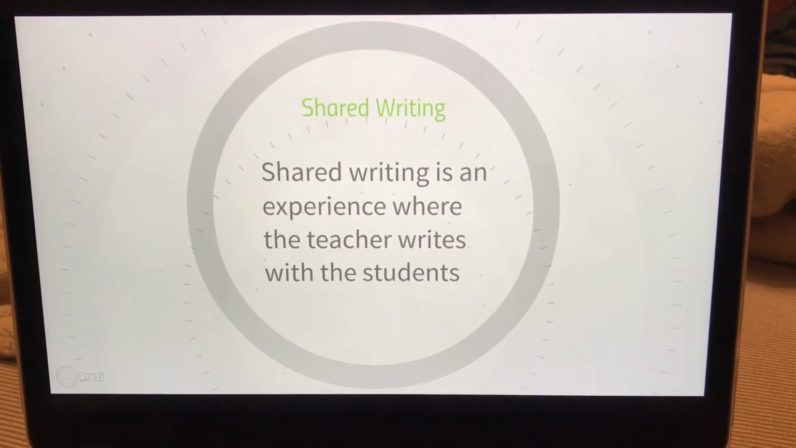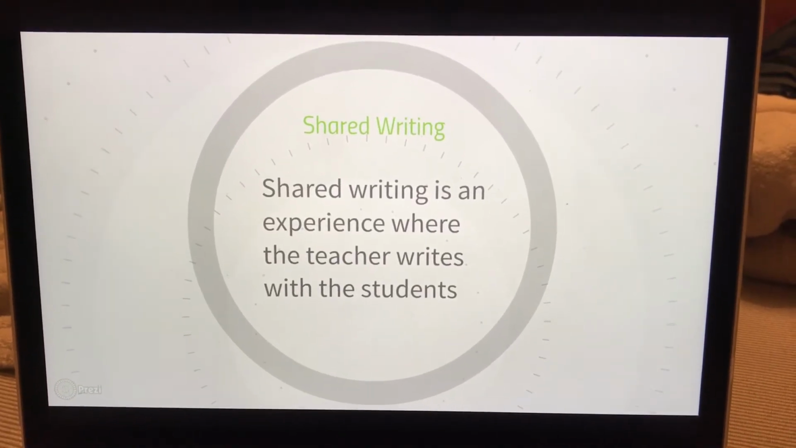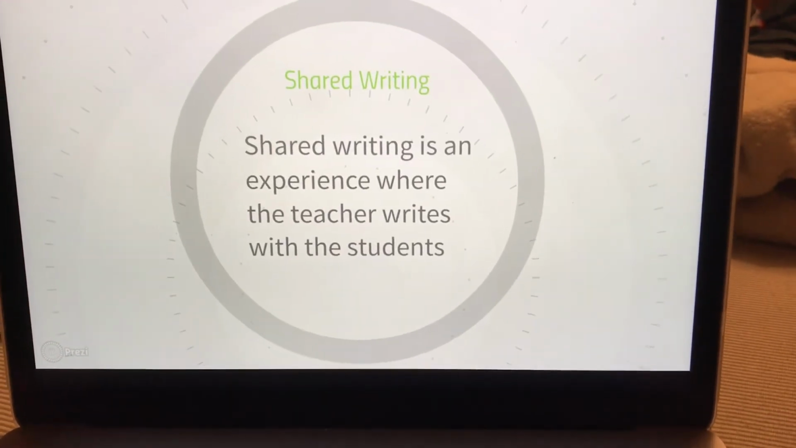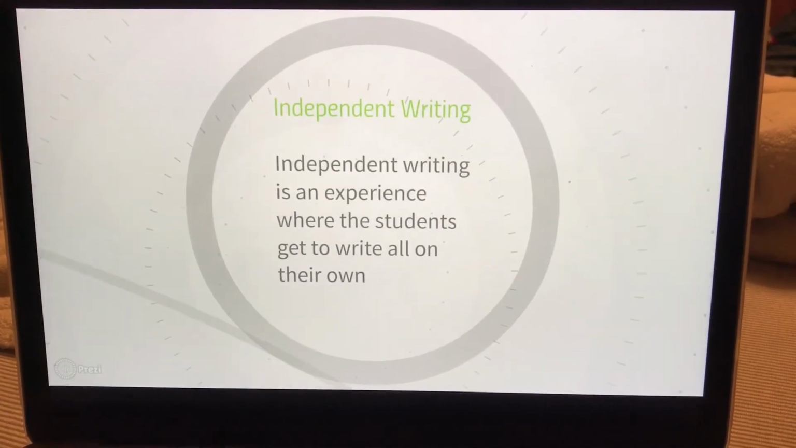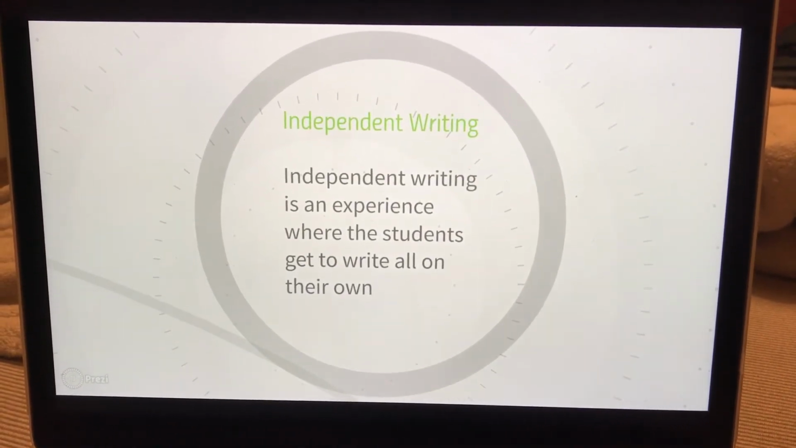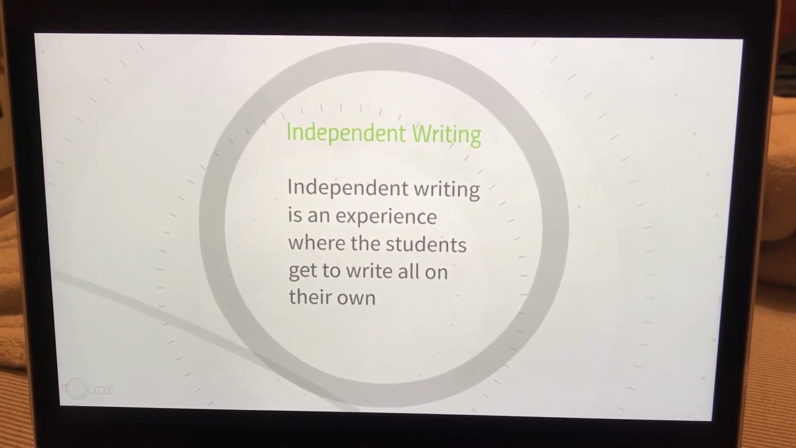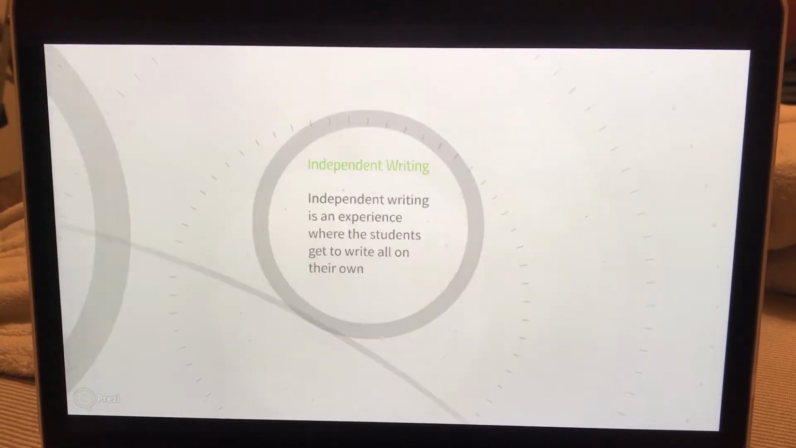Shared writing is an experience where the teacher writes with the students. It is essentially teaching writing through writing. Independent writing is an experience where the students get to write all on their own. This is important to the development of literacy in the students.